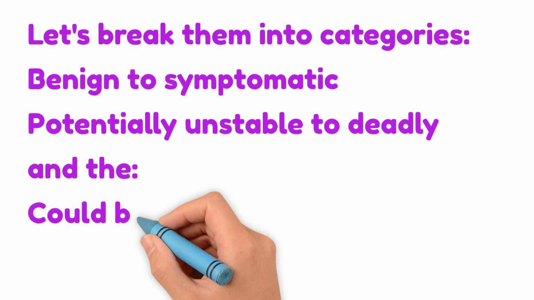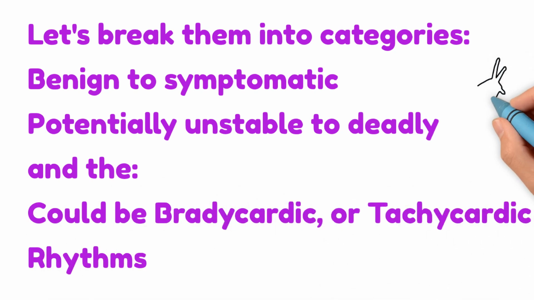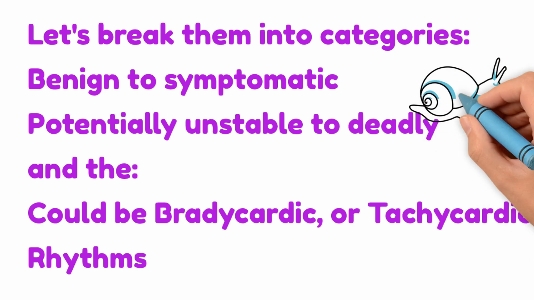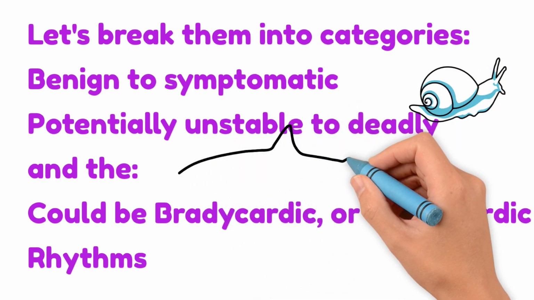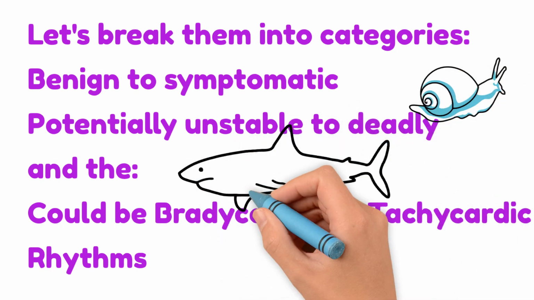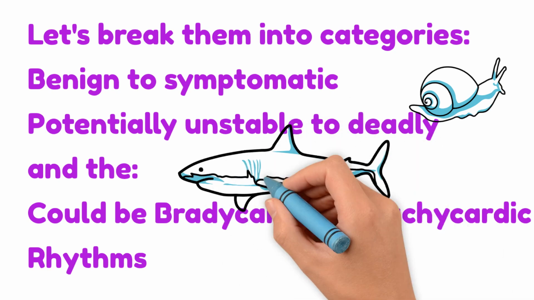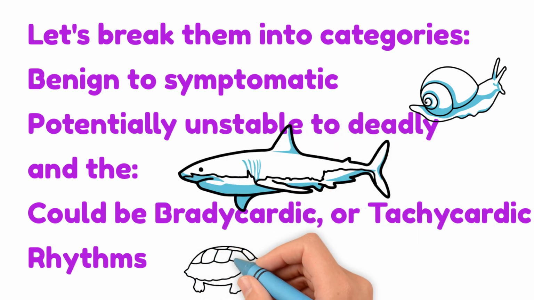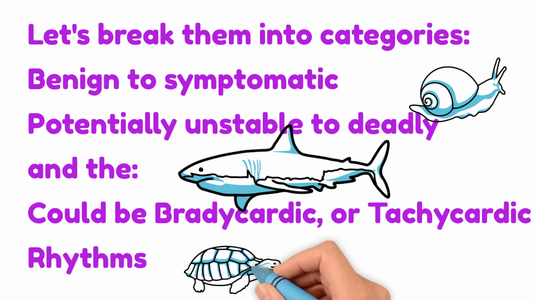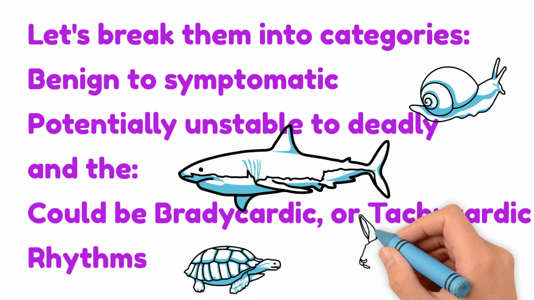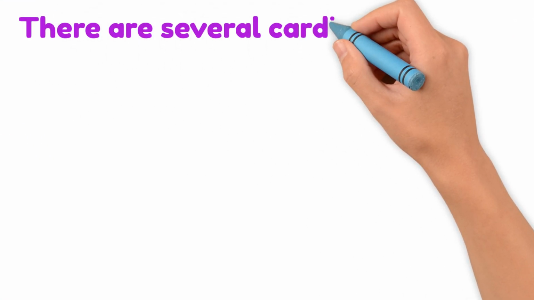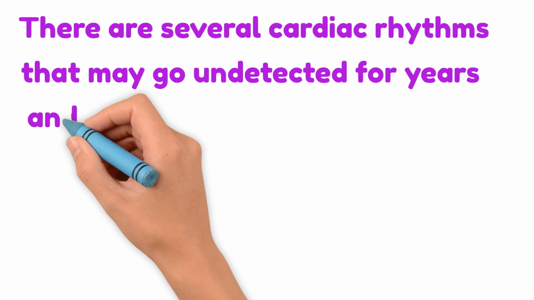We have benign to symptomatic, potentially unstable to deadly, and the could be bradycardic or tachycardic rhythms. Asymptomatic and benign rhythms are those that the patient may have had for years and wouldn't know if a healthcare professional hadn't ordered or performed an EKG on them. Potentially unstable and deadly rhythms are usually symptoms of a dangerous underlying condition. And then there are the rhythms that don't fit into the bradycardia tachycardia rulebook, so we'll go through all of them.